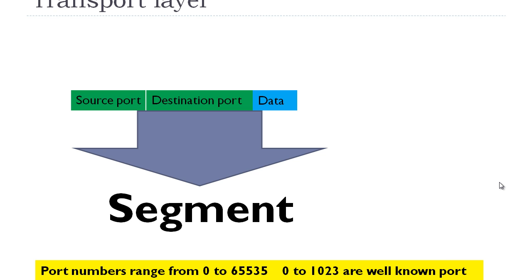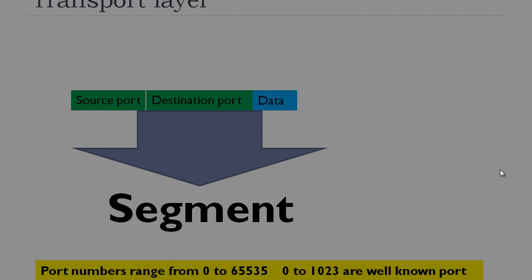So that's, I think, a basic understanding of how the data is going to be processed on the transport layer. So now let's go up to the network layer.